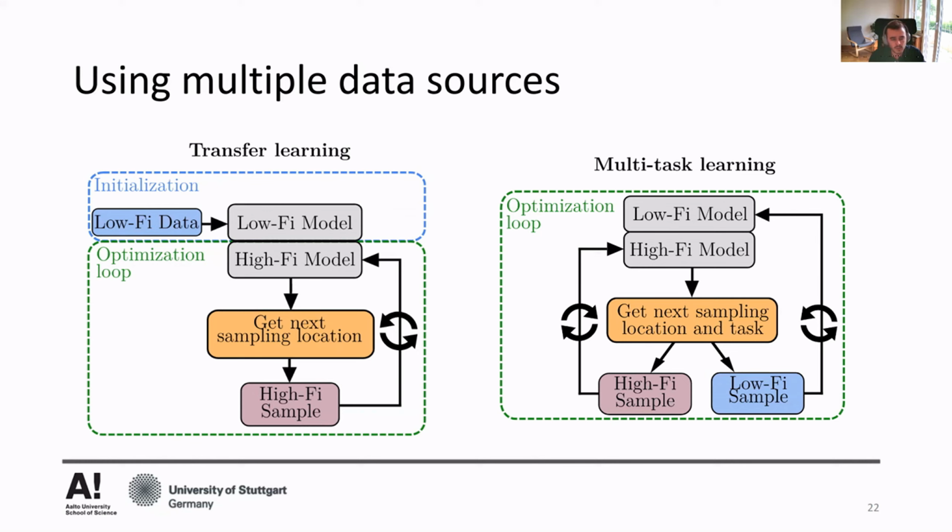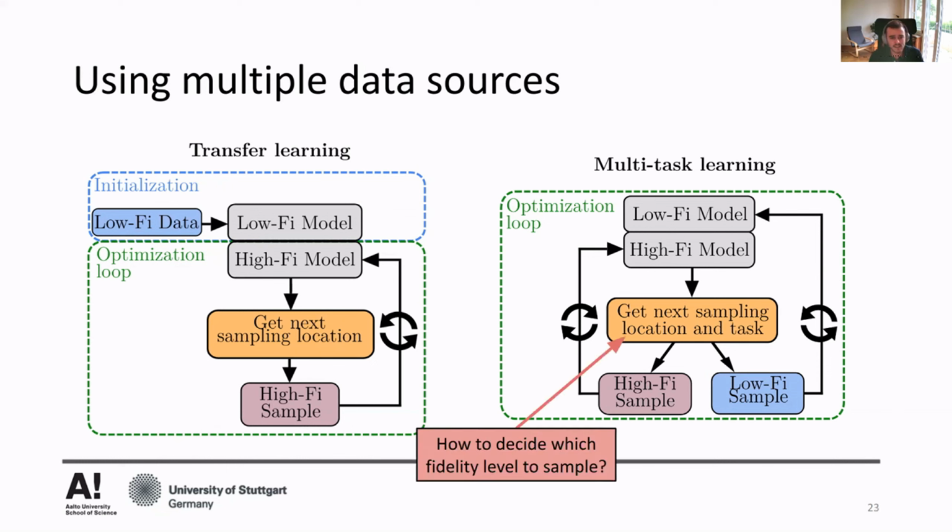And by this, we don't have to set, as in transfer learning, the number of low fidelity data points in the beginning. But on the other hand, it is also quite a challenge, as it's not clear how we should make this decision on how we're going to choose the fidelity level that we want to sample from at each iteration step. And this is one of the key questions that I addressed in my work.